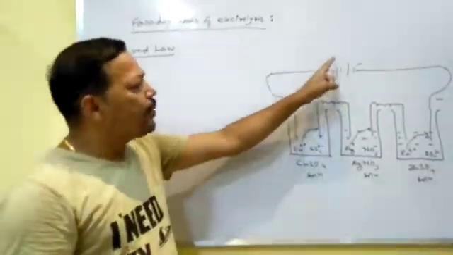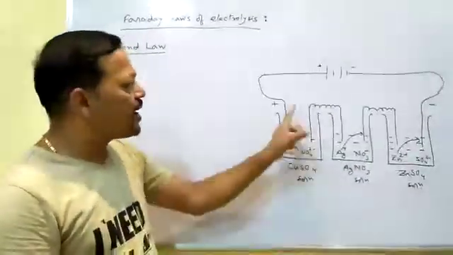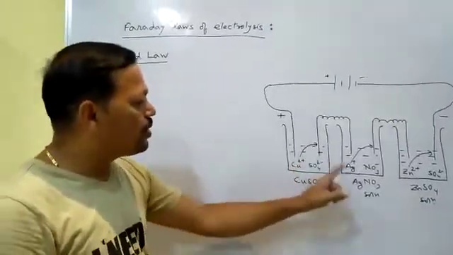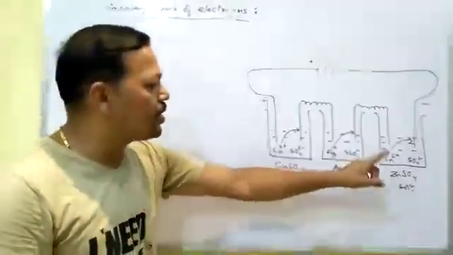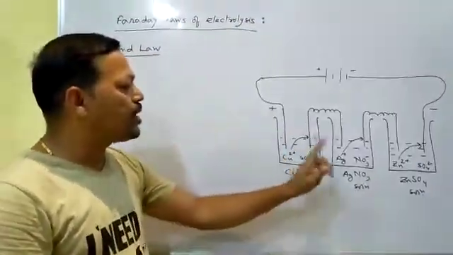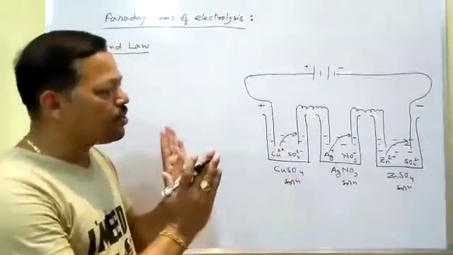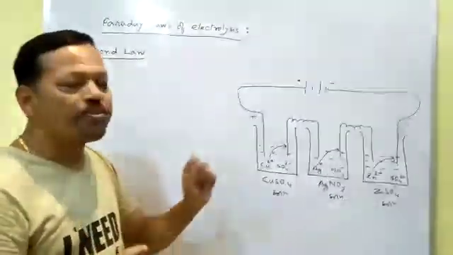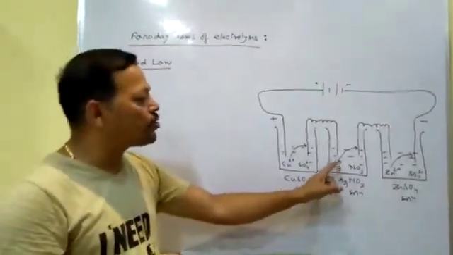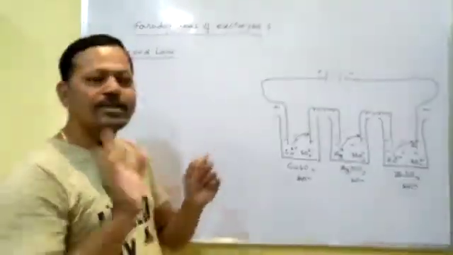So when the same amount of electricity is passed through different solutions connected in series, then here copper will deposit, here silver will deposit at the cathode, here zinc will deposit at the cathode. How much copper will deposit, how much silver will deposit, how much zinc will deposit, it depends on the equivalent mass of their substances. What is the equivalent mass of copper, of silver, of zinc? Based on that, the substance will deposit.